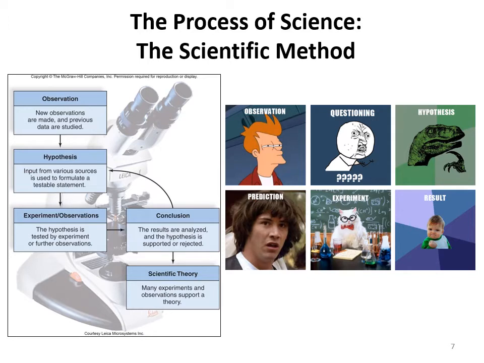You then gather that data from the tests, from the experiment, you analyze it, and you determine whether it supported or rejected your hypothesis. And then you publish, you share those results, and if many different scientists do the same and get the same kind of results, you eventually come up with a scientific theory.